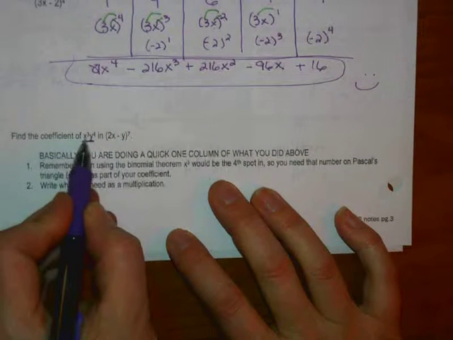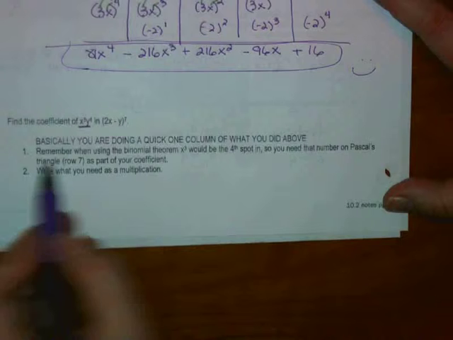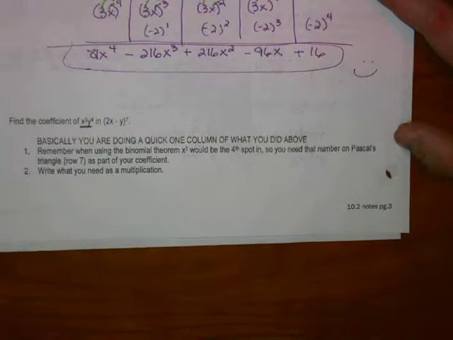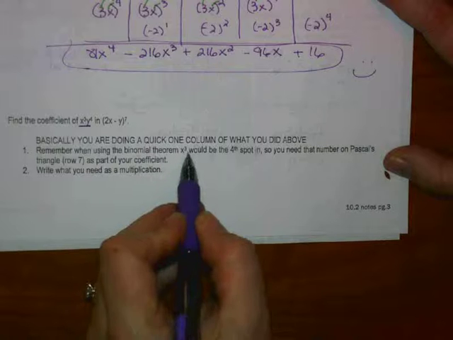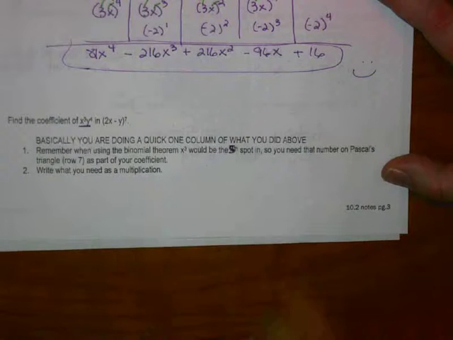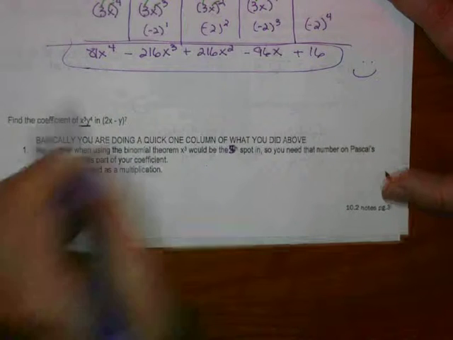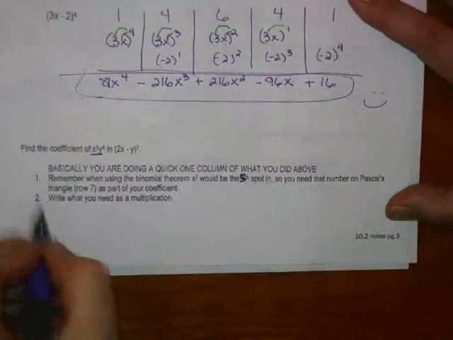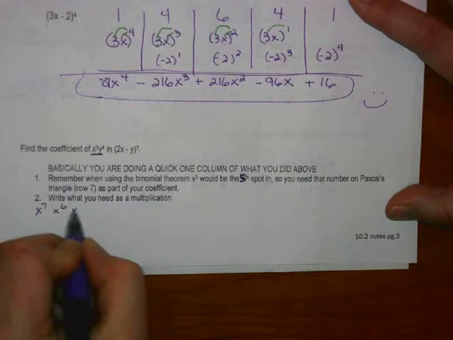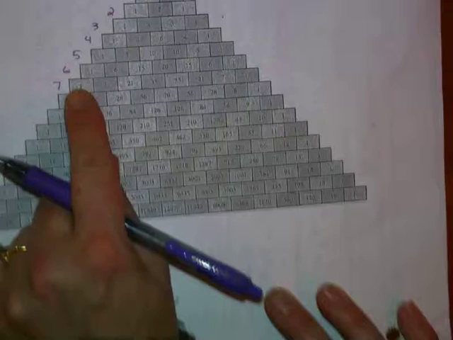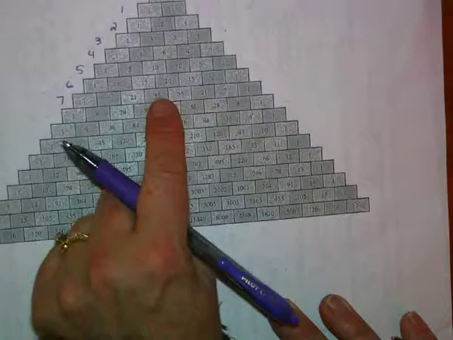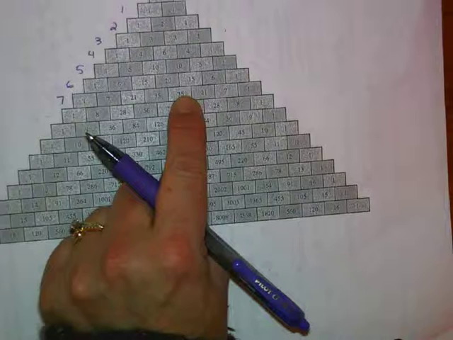And if I want to get down to the 3rd position, remember, when using the binomial theorem, x cubed would actually be the 5th spot in. So you need to know that number on Pascal's triangle, row 7. Let's think about this. If I were to write it out, I would have x to the 7th, x to the 6th, x to the 5th, x to the 4th, x cubed. That's the 5th spot in, wouldn't it be? So I go to Pascal's triangle, row 7: 1, 2, 3, 4, 5. 35 is going to be part of my coefficient.